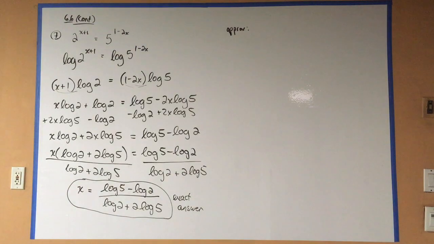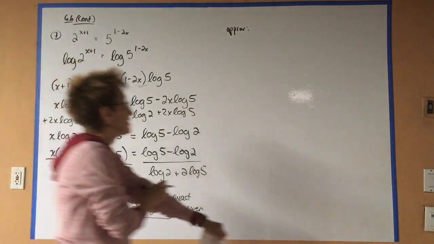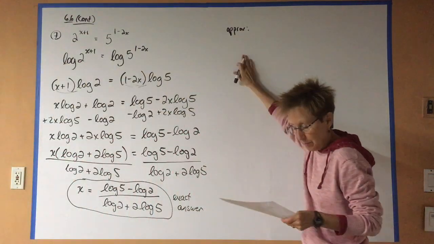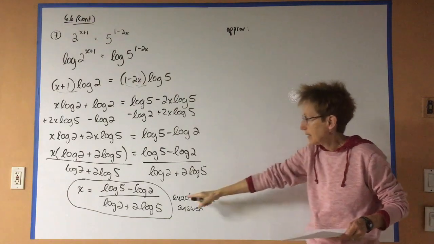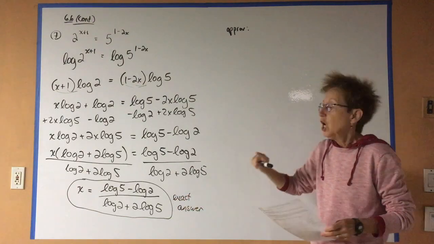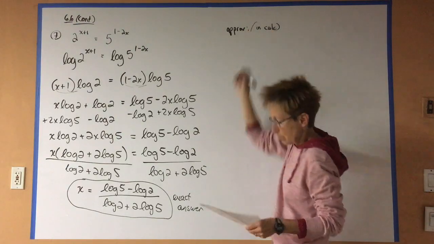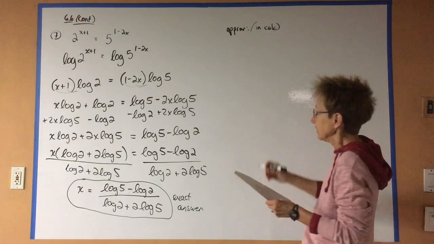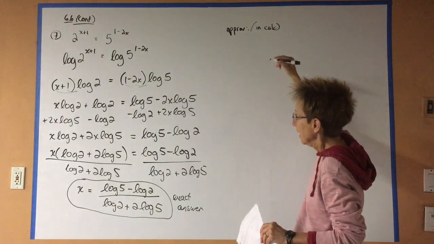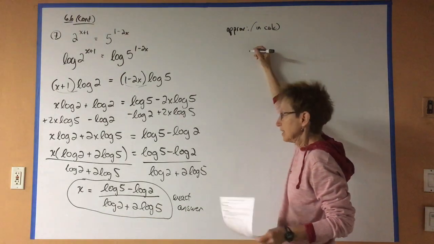Well, actually, I'll do it without the calculator since I've got it down here already. So the approximate answer, I've got to put this into my calculator very carefully, and we're going to round it to 3 decimal places. It looks like what I want it to be. So how do I put this in my calculator?